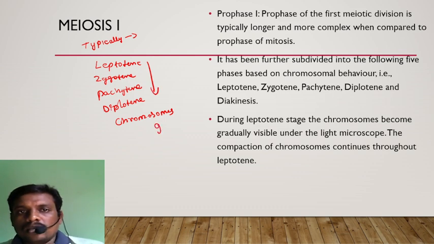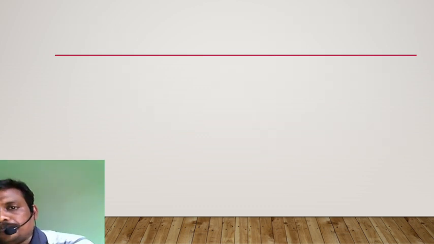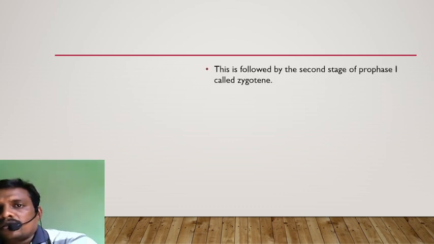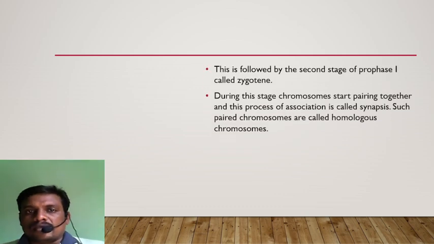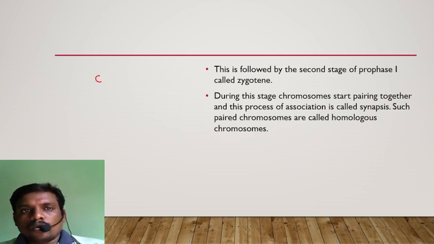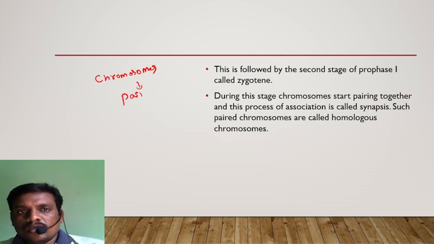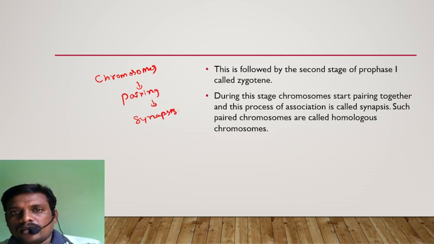During the Leptotene stage, chromosomes become gradually visible under the light microscope. Compaction of chromosomes continues throughout the Leptotene. Now this is followed by the second phase called Zygotene. During this stage, chromosomes start pairing together, and this process of association is called synapsis. Such paired chromosomes are called homologous chromosomes.